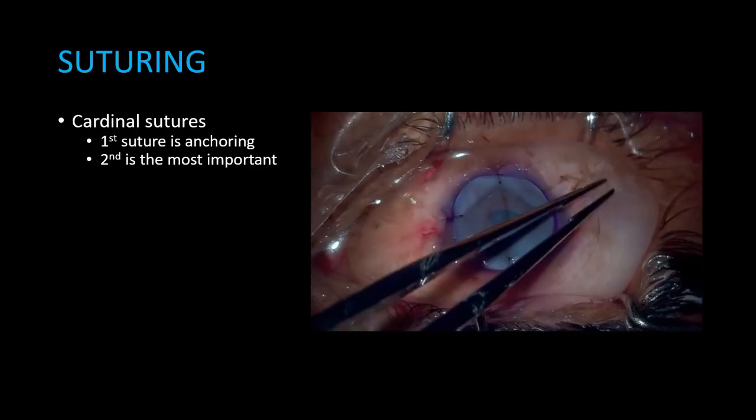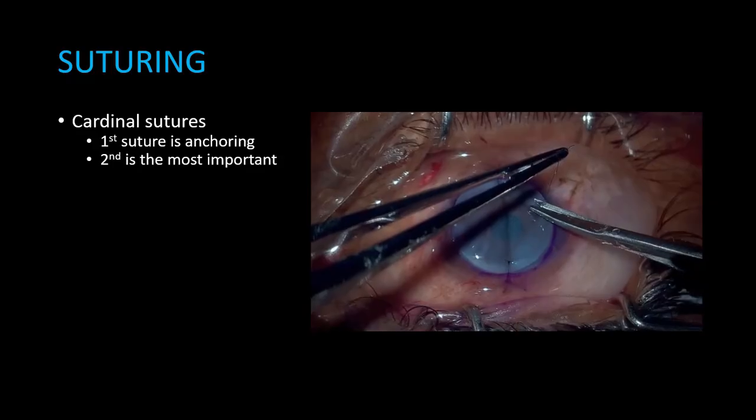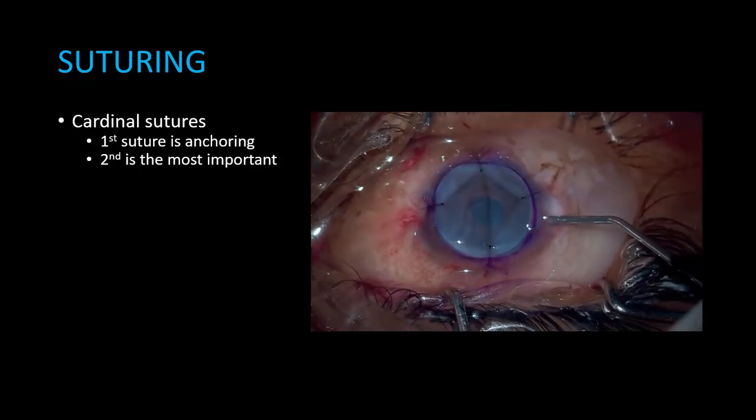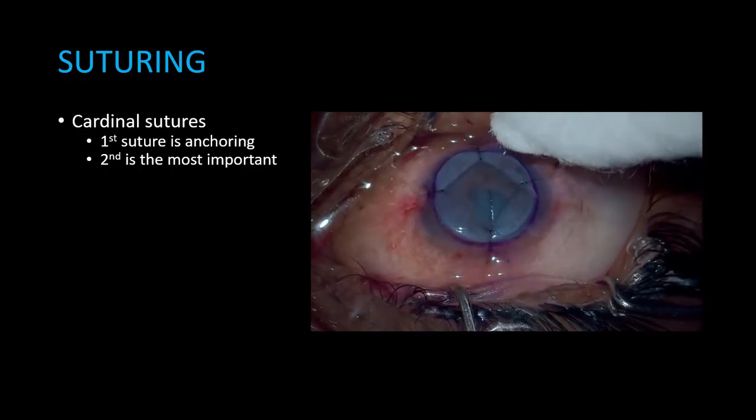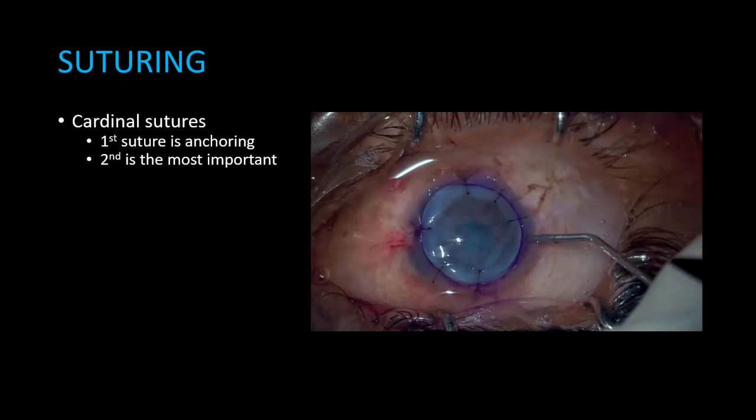But after this point, at least, it's not an open sky anymore. You can use the side port, preferably to inject viscoelastic, and then proceed to place the rest of the sutures by bisecting these four sutures.